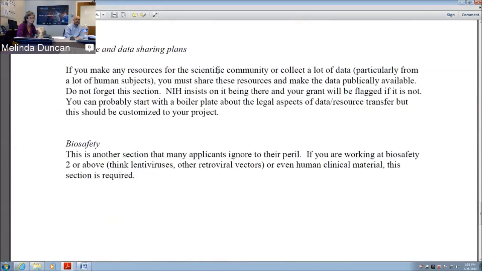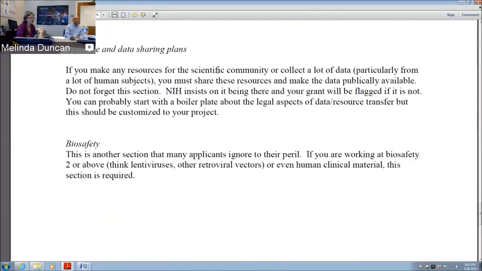Now, I think most institutions now have a good boilerplate for this because they require the Uniform Material Transfer Agreement and these sorts of things. You can generally use their boilerplate. If it's animals, you need to talk about whether you're going to give them out, under what circumstances you will let the animals out, going to a qualified animal facility and things like that. That's really important. The other one is the big data sharing plans.